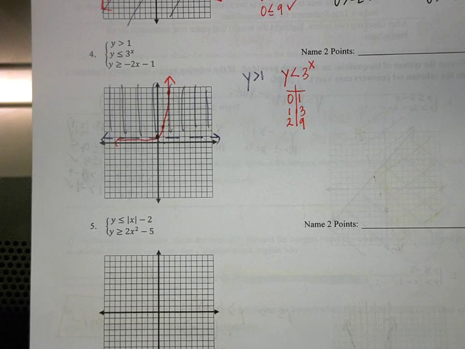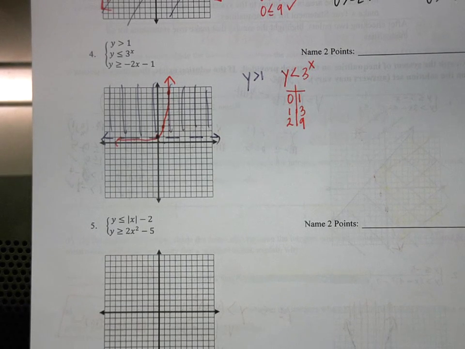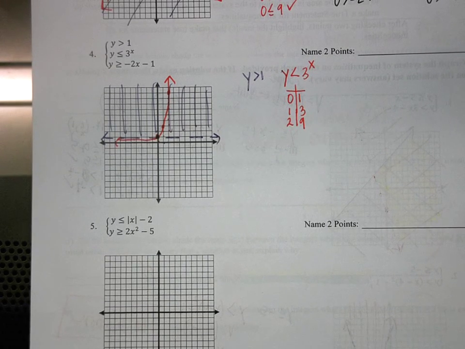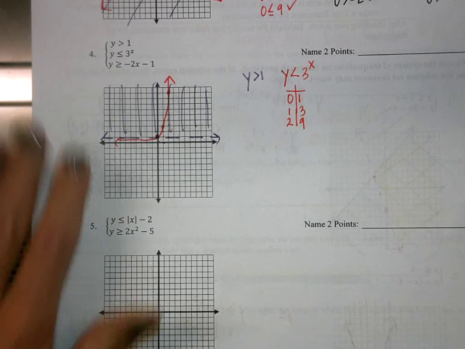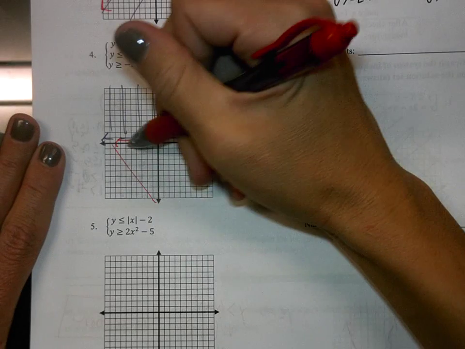Okay, and less than. So which way do you think I'm going to end up shading for less than on this graph? Below this graph. So the shading would be down here, right?